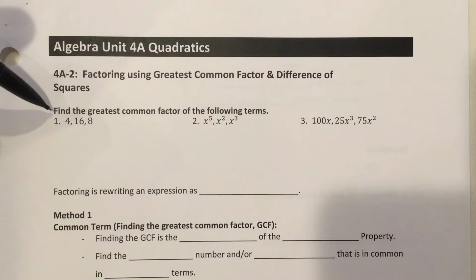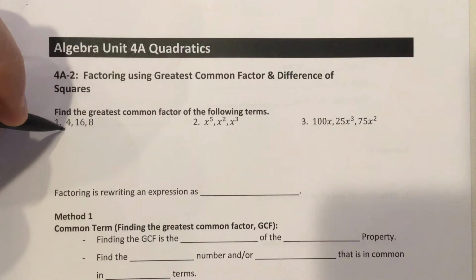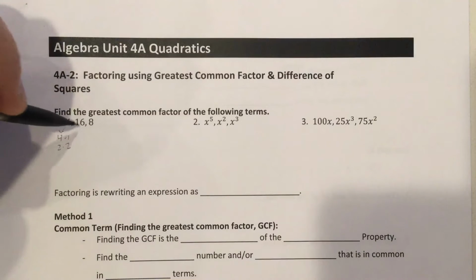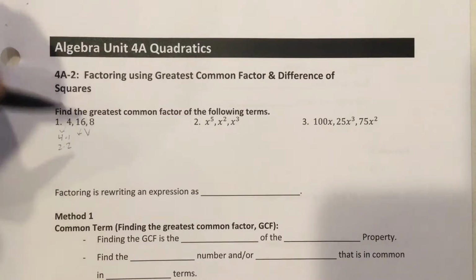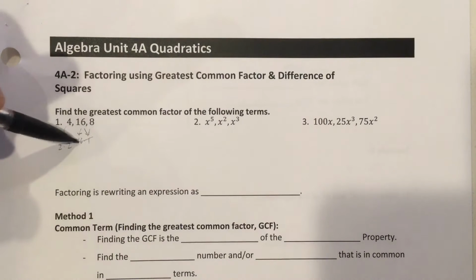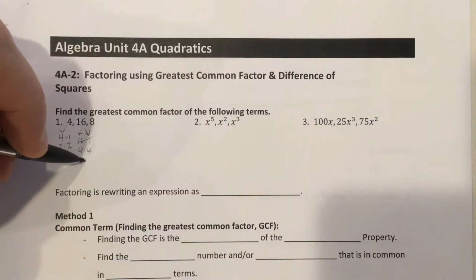A simpler form, this isn't factoring yet, but it says find the greatest common factor of the following terms. So we have 4, 16, and 8. Remember, factors are things that multiply. So we're basically trying to say, what is the largest number that divides evenly into all these? So 4 can be written as 4 times 1 or 2 times 2. And then 16 can be written as 16 times 1, but there's no factor of 16 in this one, so that can't be right. We could also do 4 times 4 or 2 times 8.